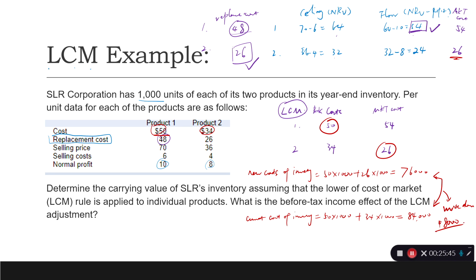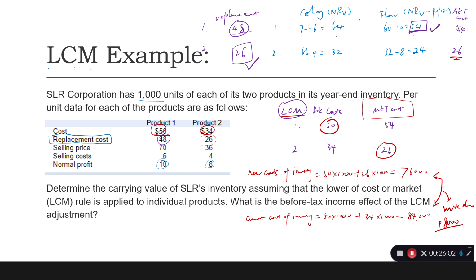So in other words, before I consider comparing the cost with market cost, I need to figure out how reliable this replacement cost is, right? As you can see, this 48 cannot be used because it fell out of the range.